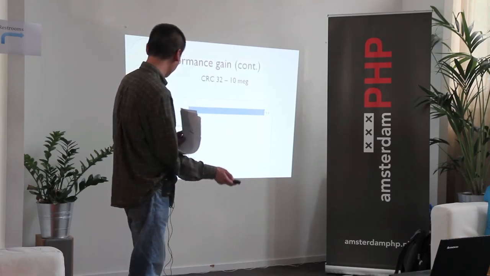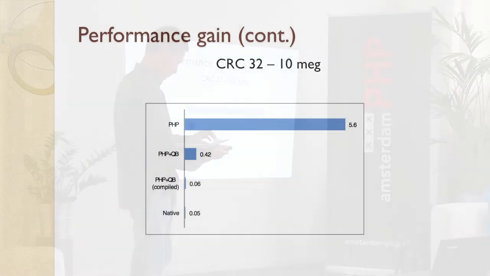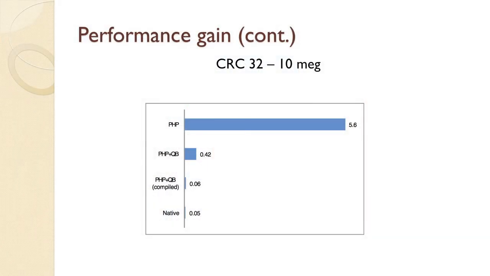Let me jump to the next slide. For the second example, it's 7 times faster. It's almost as fast as the native function here, 0.06 compared to 0.05. Compared to how long it takes in standard PHP, it is quite a massive jump.